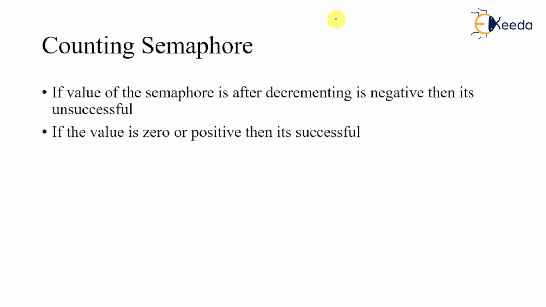Counting semaphore, as I told you, can take a value from a range of minus infinite to plus infinite, an unrestricted domain. If the value of the semaphore after decrementing is negative, if I am getting a negative value after decrementation, then it is considered unsuccessful. We will call it an unsuccessful operation.